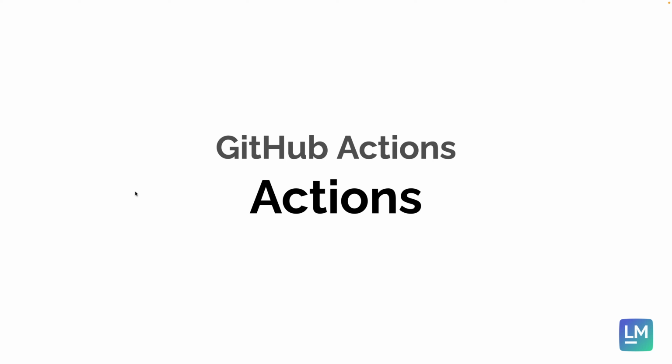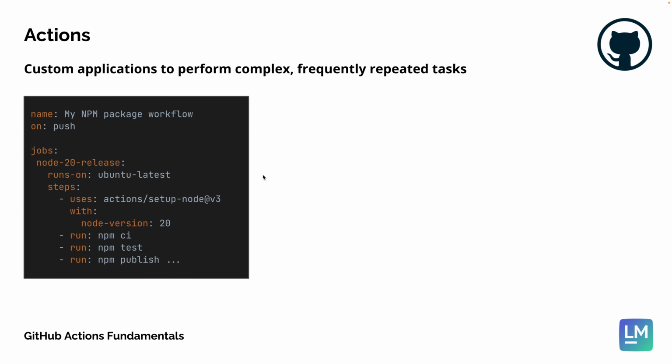So to clear up and explain what these actions are, let's go over a simple example. We have an npm package workflow here, which executes on push, and it has a single job. If you look at the steps here, we have a few steps that we are familiar with. We are already familiar with the run command, but if we look at the first step here, it uses a certain action.